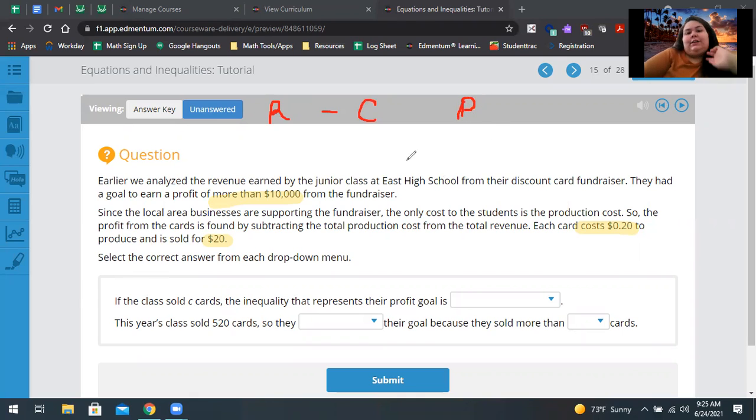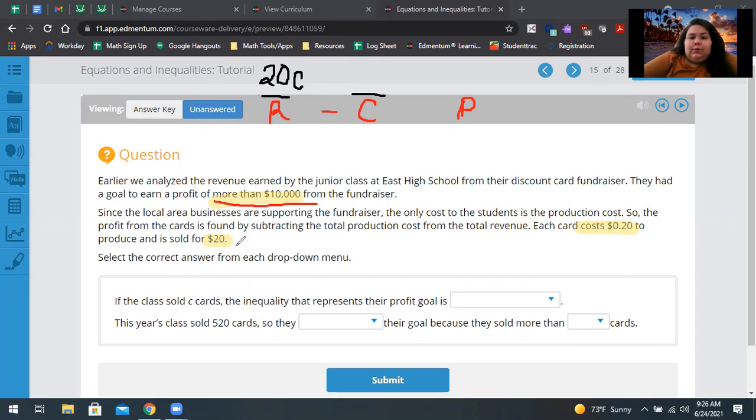Now, I kind of messed up already there saying that it's equal to. Keep in mind, it is going to be an inequality. So let's try to set that up. The revenue is $20, so I can put my 20 here. The thing is, am I just making 20 automatically? It doesn't seem right, because for every card you sell, you're making 20. So if I sell 5 cards and I sell them for 20 each, I get 100. What I'm doing there is multiplying, but what value would I use to represent the cards if we don't know exactly how many? If we continue on to that question, it says, if the class sold C cards, the inequality that represents a profit goal is. So we're going to add the C value there because we don't know exactly how many cards were sold.